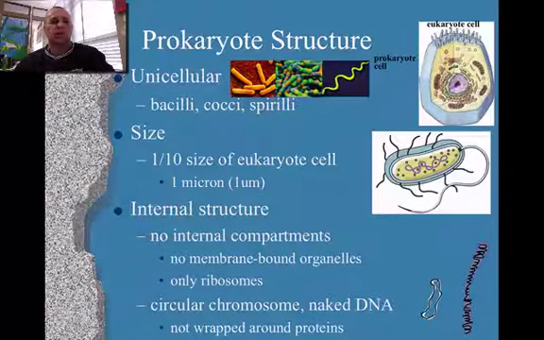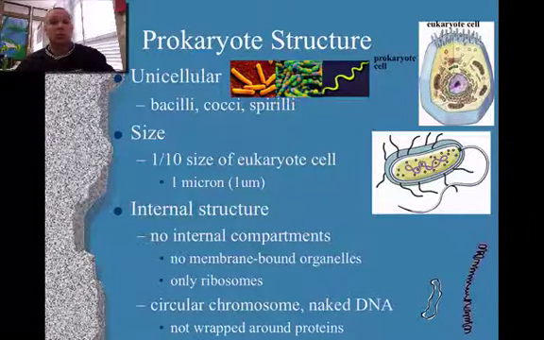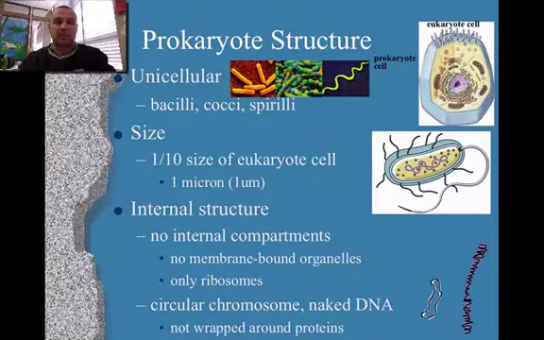Their internal structure is a little bit different than eukaryotic cells as well. They have no membrane-bound organelles. The way I remember this is, I know that eukaryotes have a nucleus, and a nucleus has a membrane around it. Prokaryotes do not, so they have no membrane-bound organelles. They do have ribosomes, and this is the one characteristic that prokaryotic and eukaryotic cells do share. They also have circular DNA, and their DNA is naked. It's not packed around any type of proteins or anything like that.